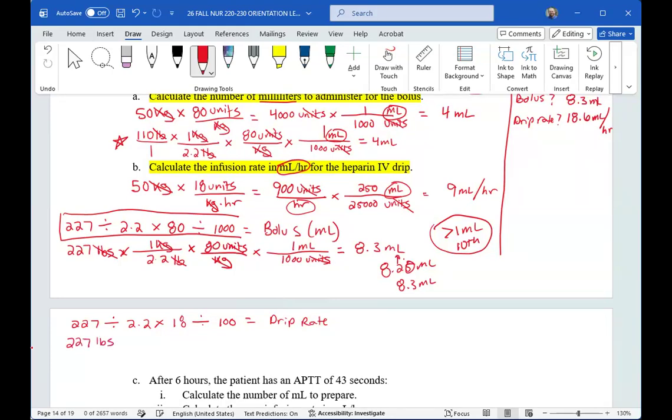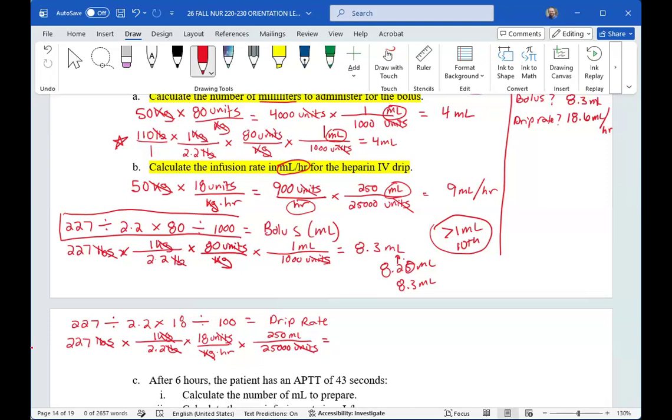227 pounds. And then I'm going to convert pounds to kilograms. Then I'm going to multiply by the 18 units per kilogram per hour. I'm going to multiply by the 250 ml and the 25,000 units. And that's going to give me my milliliters per hour. It's always easiest, right? When I've done it, I'm like, oh yeah, that was so easy.